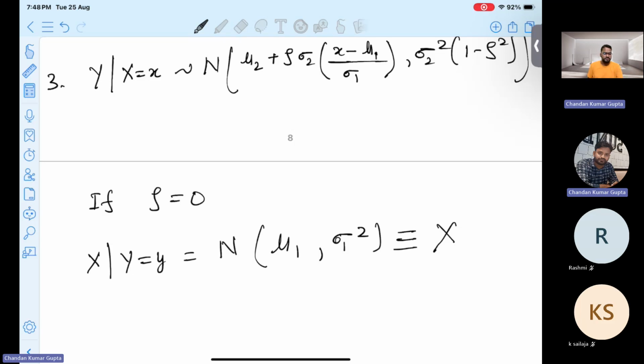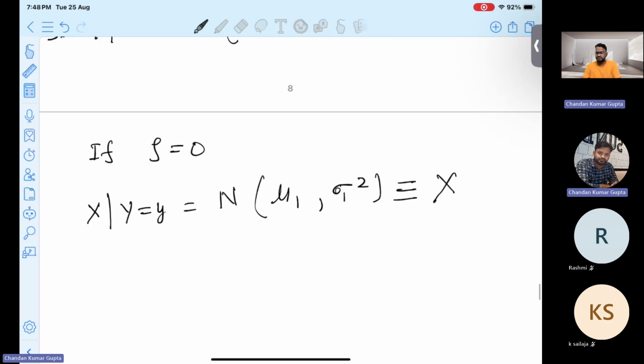Now, if you still have any doubt, please let me know. If not, we will solve numericals. Does anyone have any doubt? Okay, then we will solve some numericals now.